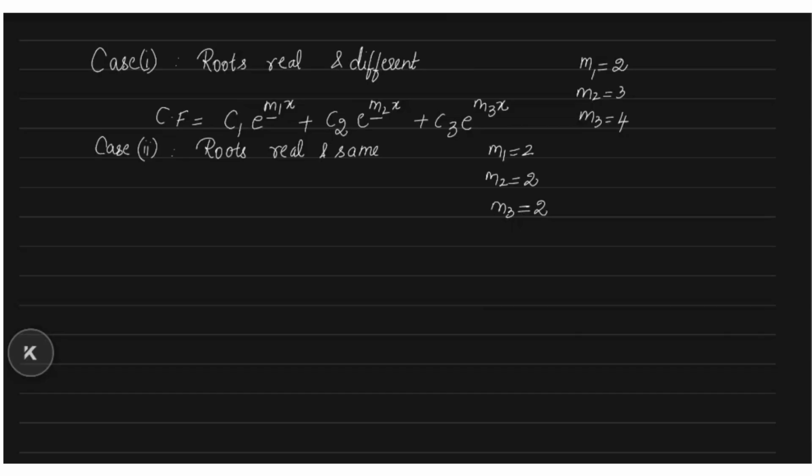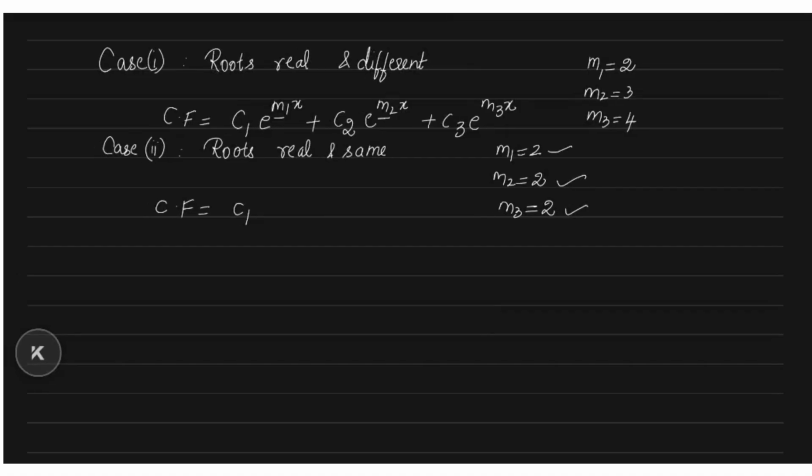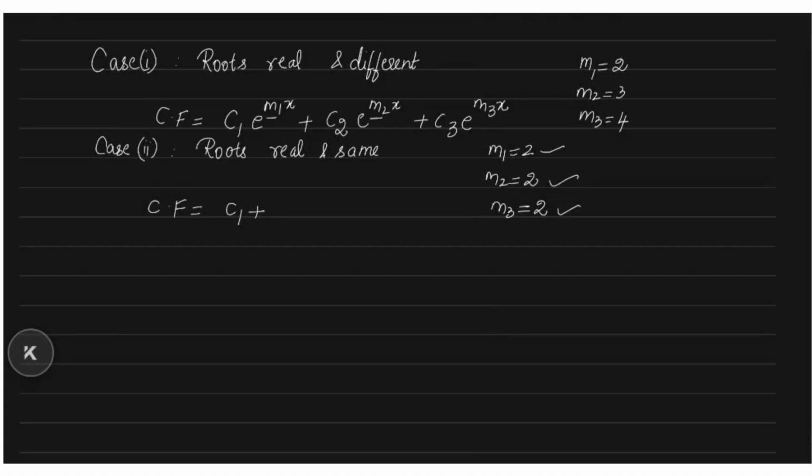You will write the complementary function as follows. You have one root repeated, two roots repeated, third root repeated. For the first root, it will be a constant. For the second repeated root, it will be a constant into x. For the third root, it will be a constant into x square. If you have another one, it will be constant into x cube. The powers of x will increase.